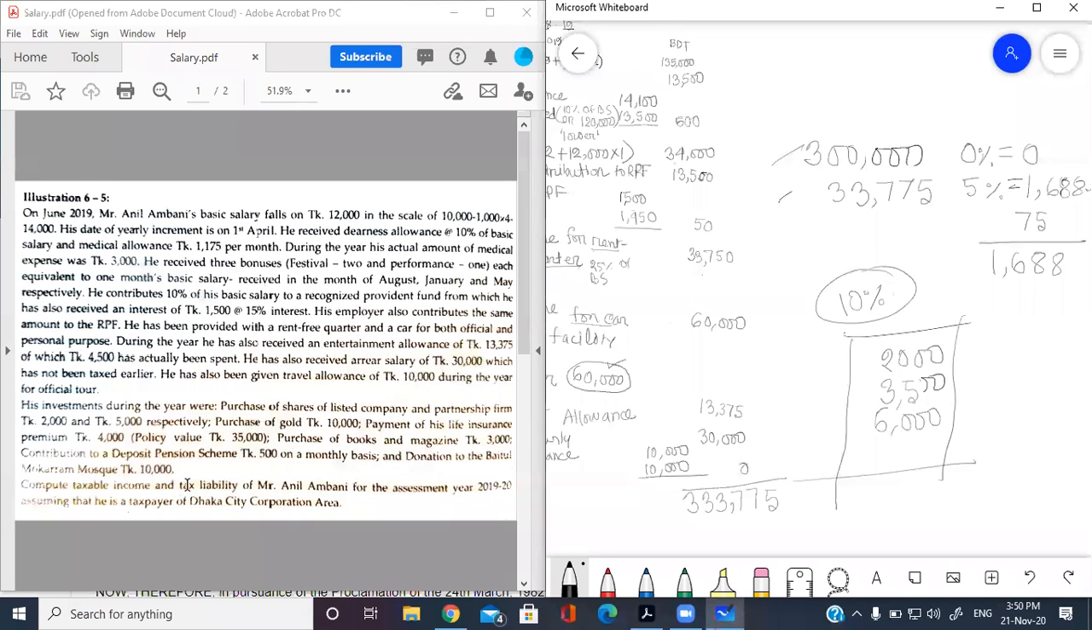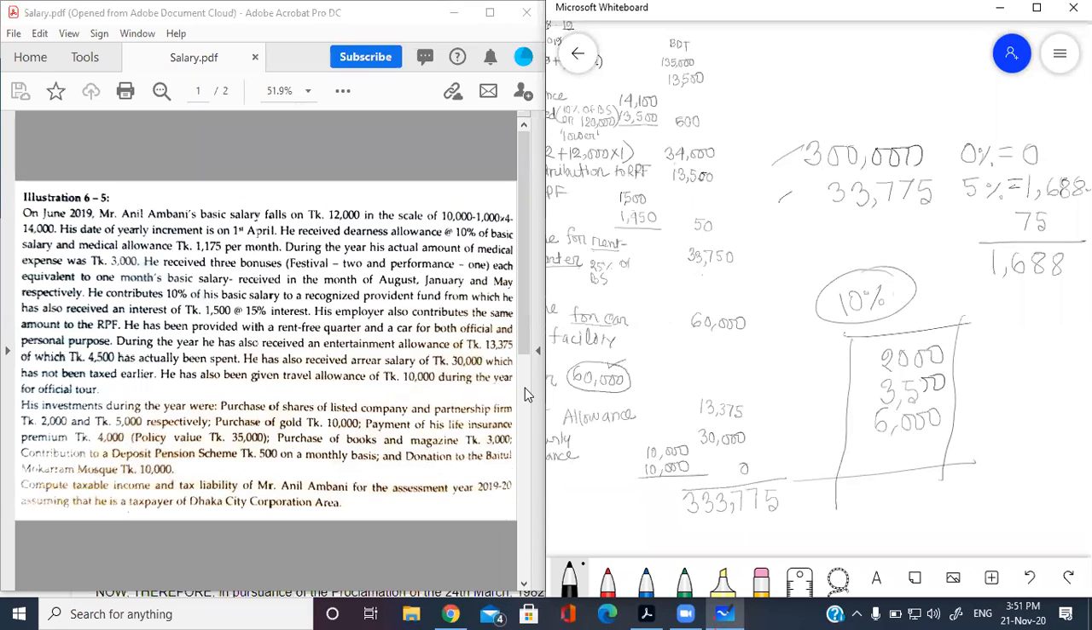Donation to the Baitul Mokaram Mosque. Taka 10,000. You can ask me, as Baitul Mokaram Mosque is a government operated mosque, is it an eligible amount for investment tax allowance? The answer is no. In the list, you will not see any rule which tells that donation to Baitul Mokaram Mosque is eligible for getting investment tax allowance. So it is not an eligible amount.